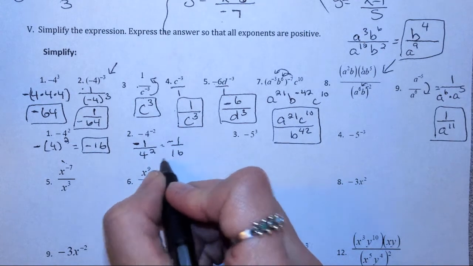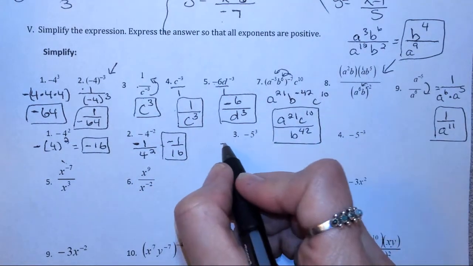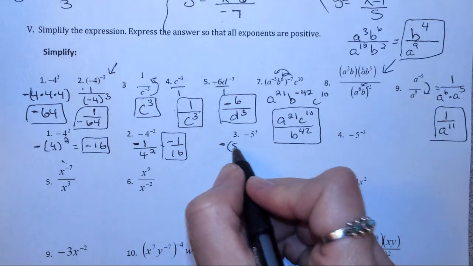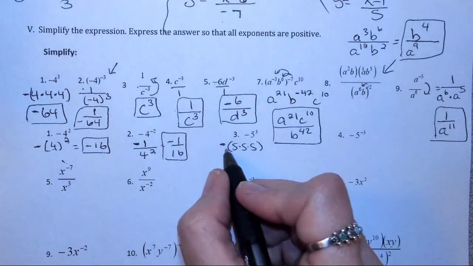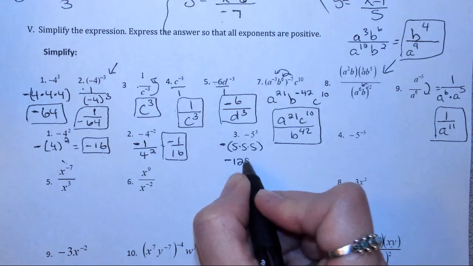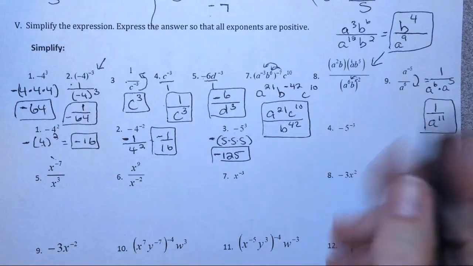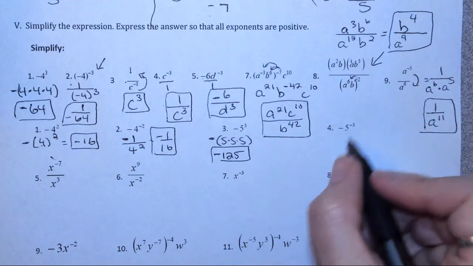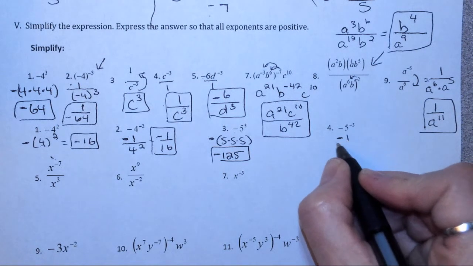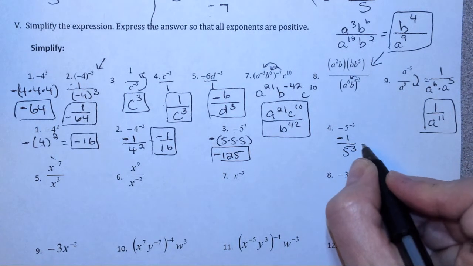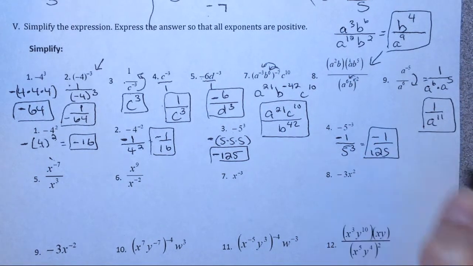1 over 16. Number 3, negative 5 to the third, again, you're going to have a negative. You're going to have 5 times 5 times 5. 5 times 5 times 5 is 125, and because there's a negative, it's negative 125. Number 4 is almost the same problem, but it's got a negative exponent, so we're going to have a negative 1 on top, and a 5 to the third on the bottom, so it's negative 1 over 125.